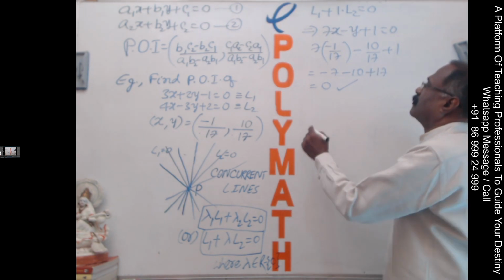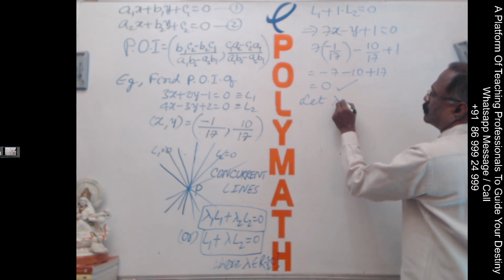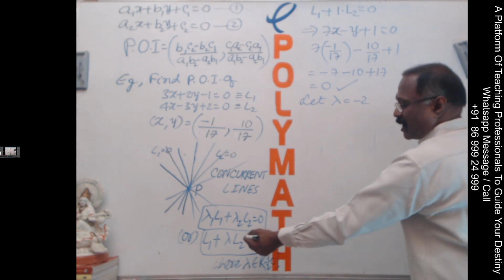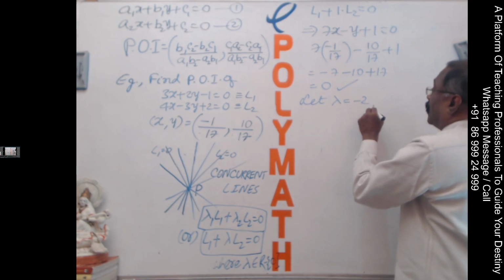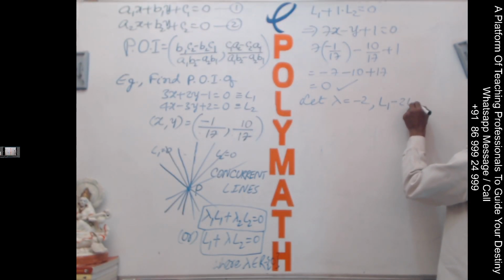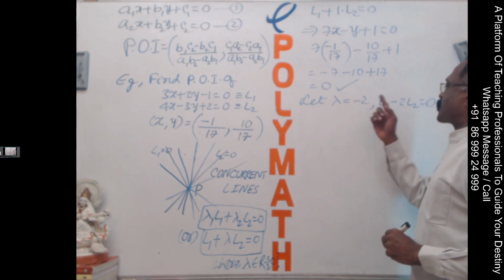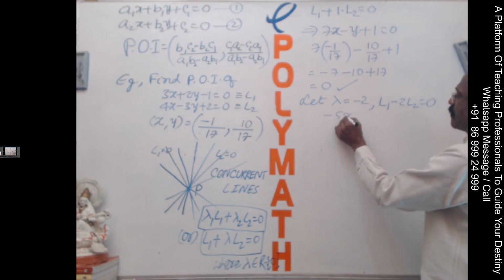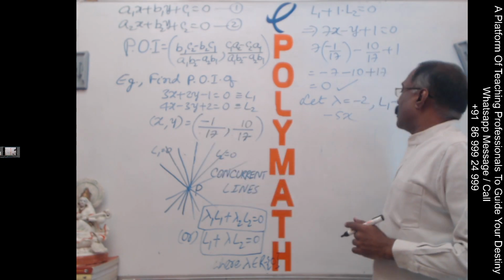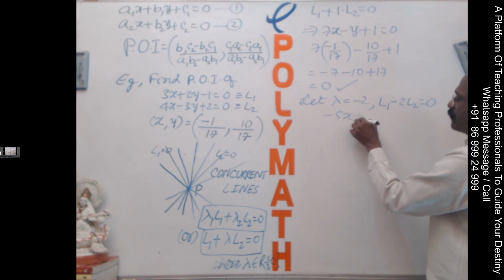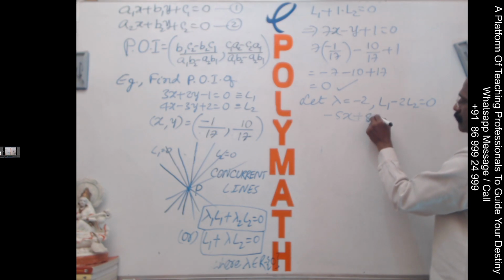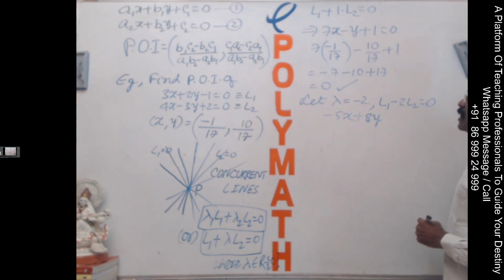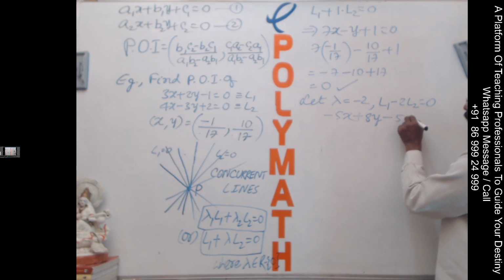I'll put lambda as minus 2. Then what happens? Here, this is L1, this is L2. Put lambda minus 2: L1 minus 2 L2 equal to 0. Come on, tell me. Minus 2 L2, no? This is 3 minus 8, minus 5x, and it is 2y minus 2y plus 6y, 8y. And this is minus 1 plus minus 1 minus 4, minus 5, equal to 0.